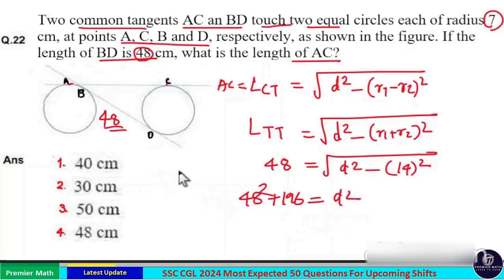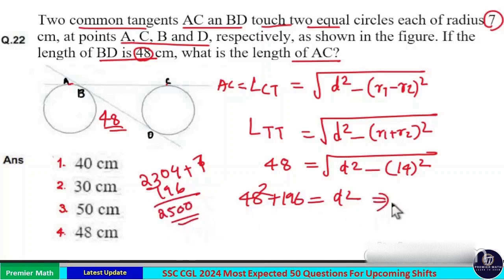Now 48 square means 8 square is 64, remaining 6, 4 into 8, 32. 32 into 2 is 64. 64 plus 6 is 70. Remaining 7. 4 square 16 plus 7 is 23. So 2304 plus 196 is equal to 2500, which means D square is equal to 2500, means D is equal to 50. D is equal to 50.